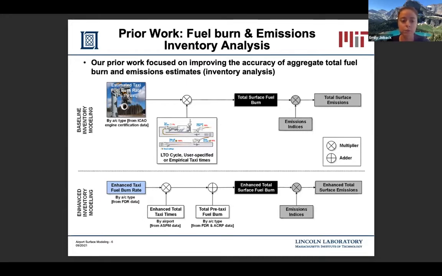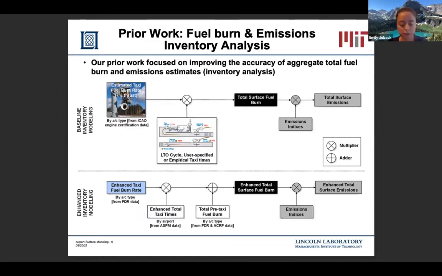So this taxi out time is multiplied by the taxi fuel burn rate to get the total surface fuel burn. And an emissions index is then multiplied by that total surface fuel burn to get the total surface emissions. Our approach to this applies 3 enhancements. The first is to the taxi fuel burn rate. The second is to the total taxi time. And then the third is to the pre-taxi fuel burn.